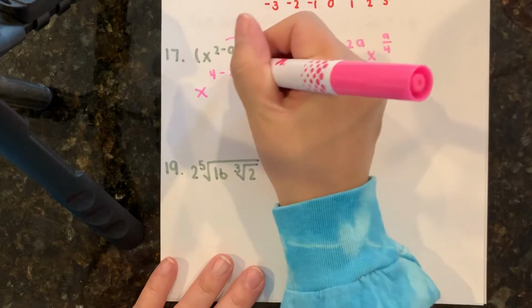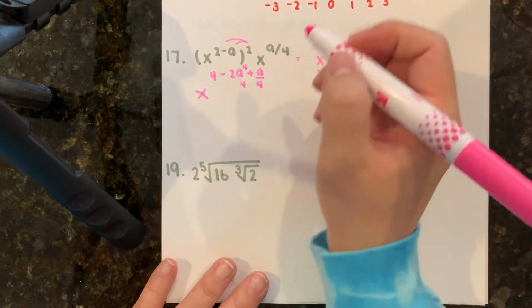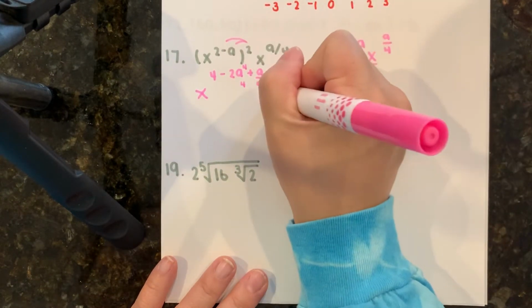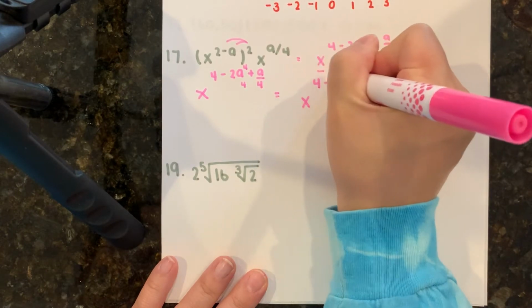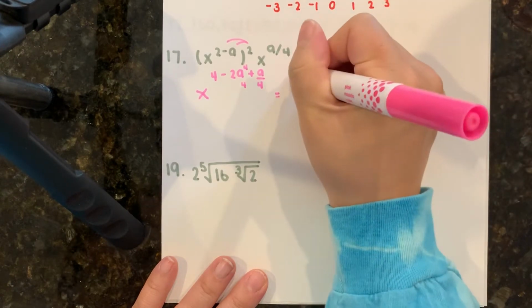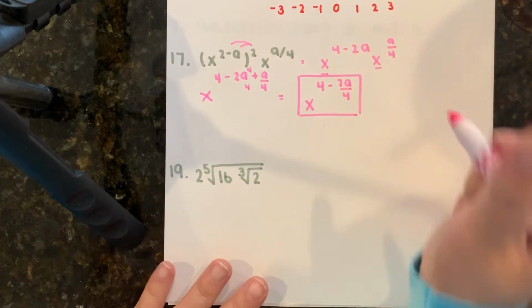Now I want to combine the two a's together by making a common denominator. So that would become -8a over 4 plus a over 4. And my result is going to be x to the 4 minus 7a over 4. And that would be your result.